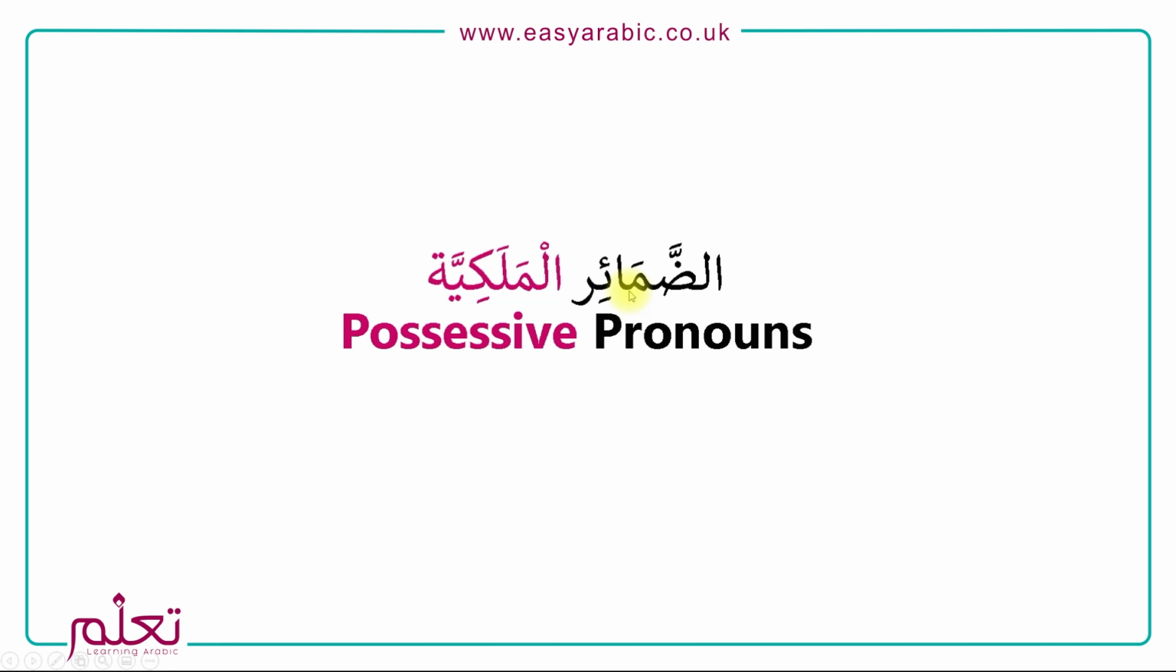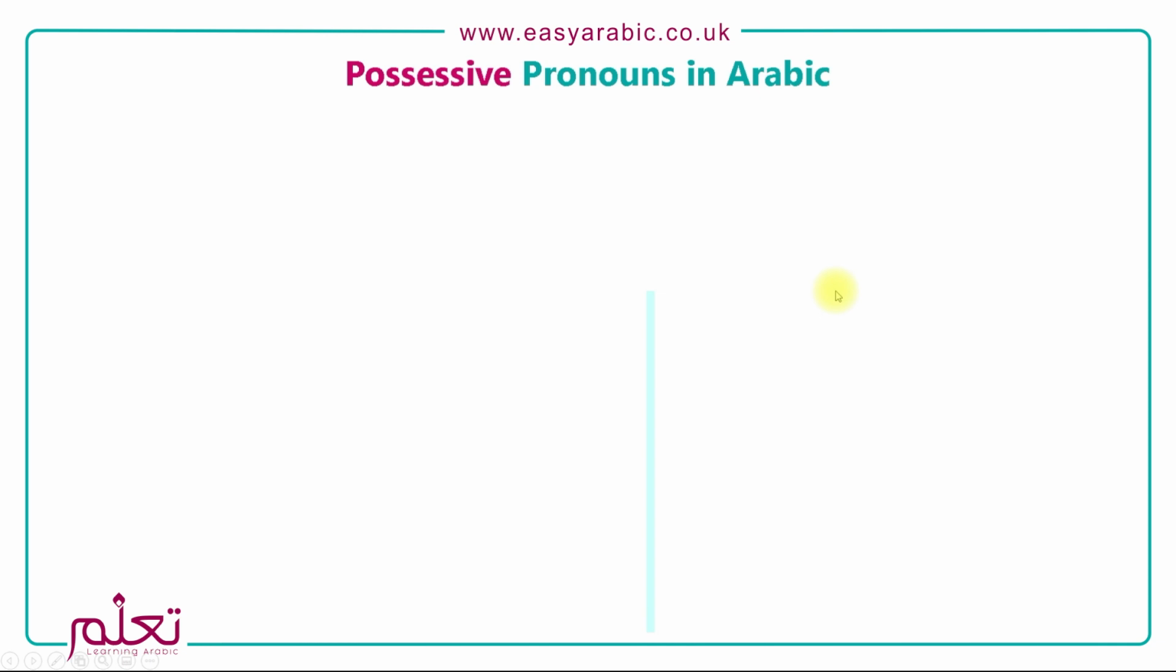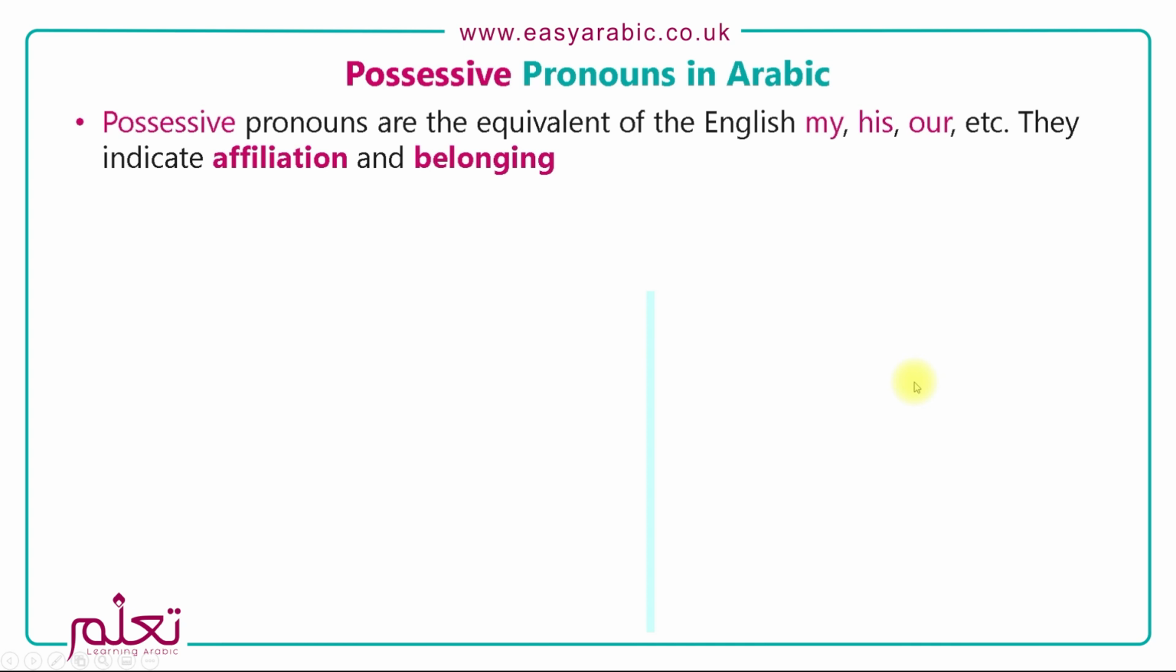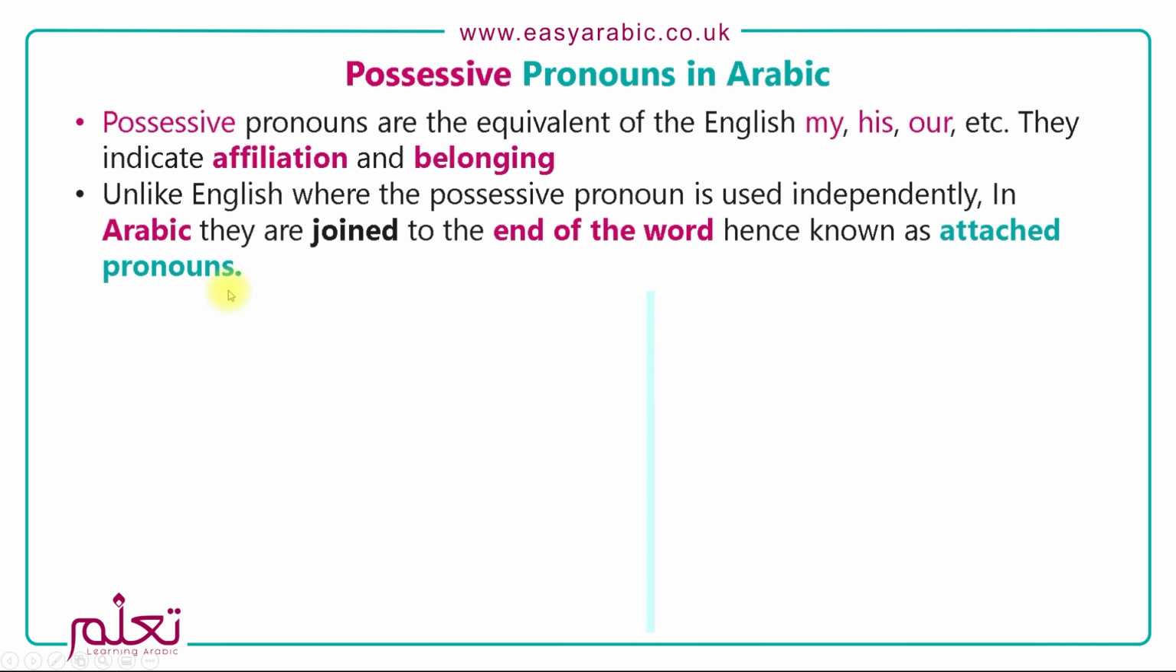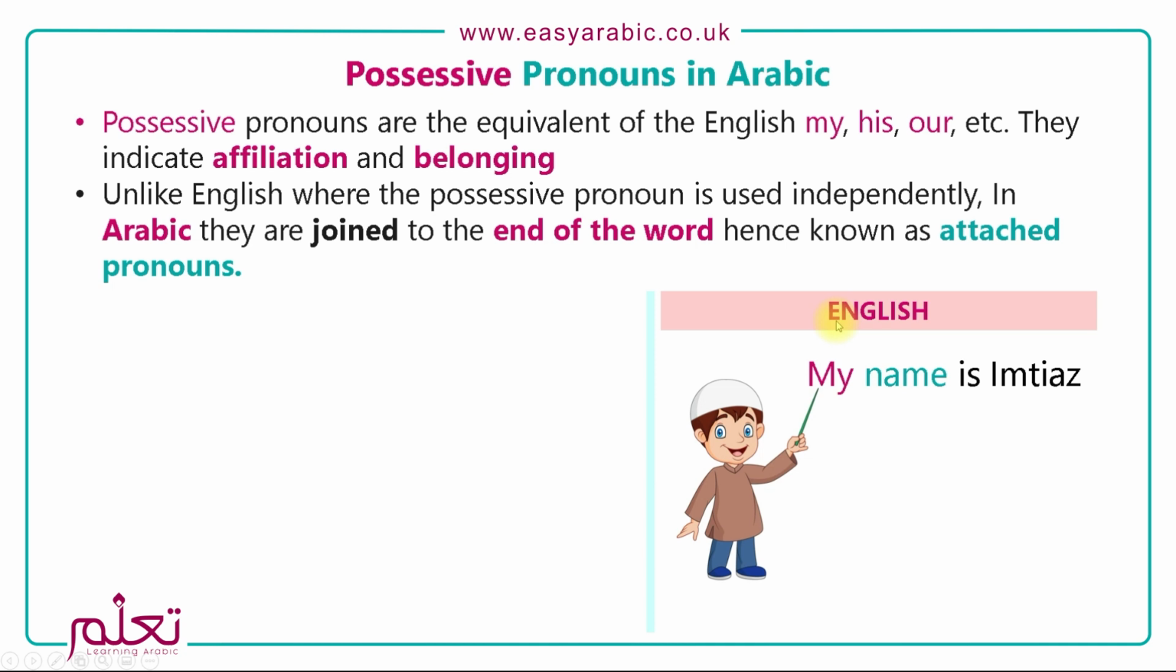They call it al-damir al-malakiyya. The possessive pronouns in Arabic are the equivalent of the English my, his, her, etc., and they indicate affiliation and belonging. Unlike English, where the possessive pronoun is used independently, in Arabic they are joined to the end of the word and hence known as attached pronouns. So if we look at this English, here we've got my, and you can see the word stands on its own. My name. And the my is detached.